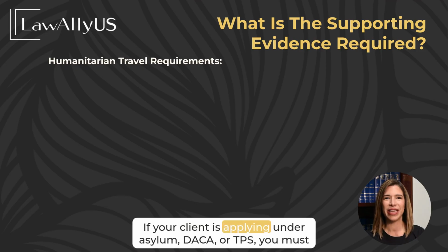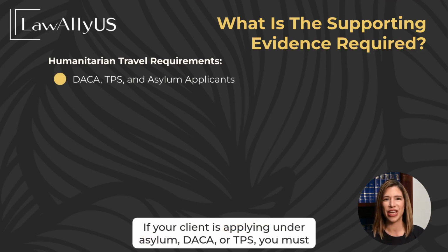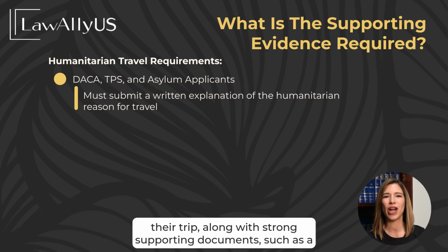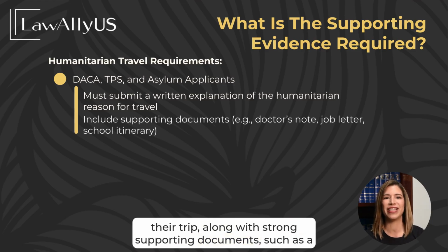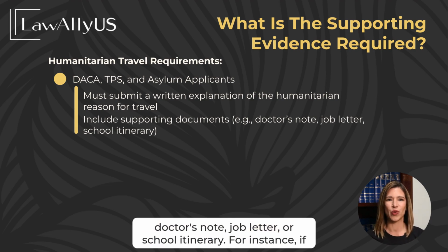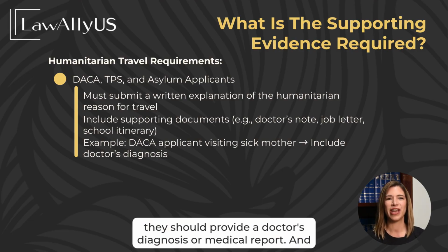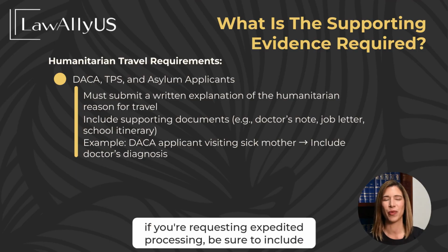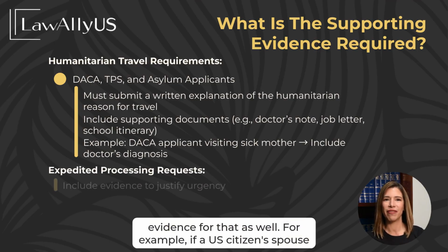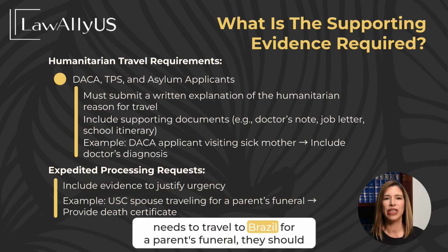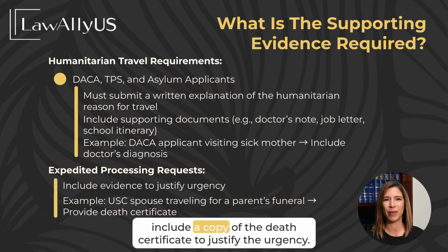If your client is applying under Asylum, DACA, or TPS, you must include a written explanation of the humanitarian reasons for their trip, along with strong supporting documents, such as a doctor's note, job letter, or school itinerary. For instance, if a DACA applicant wants to travel to Mexico to visit a sick parent, they should provide a doctor's diagnosis or medical report. And if you're requesting expedited processing, be sure to include evidence for that as well. For example, if a U.S. citizen spouse needs to travel to Brazil for a parent's funeral, they should include a copy of the death certificate to justify the urgency.